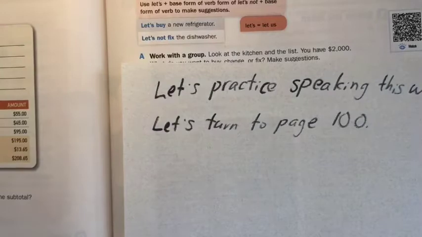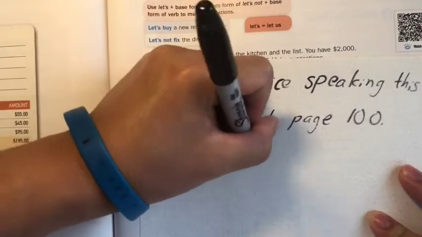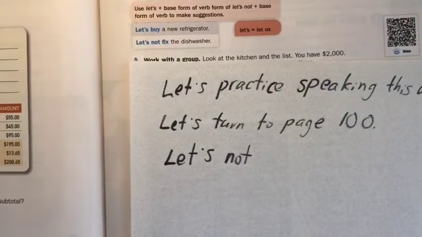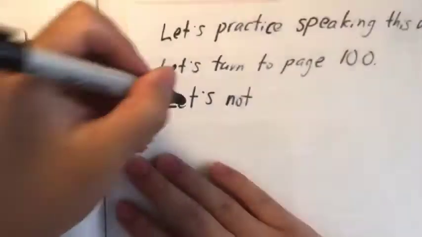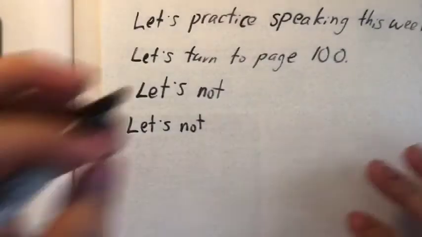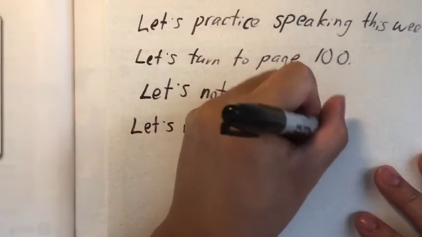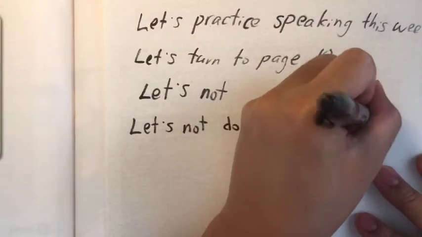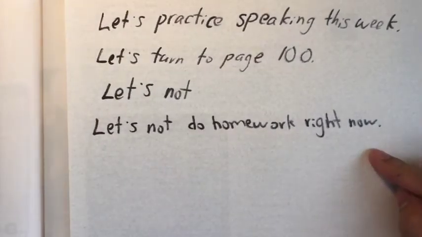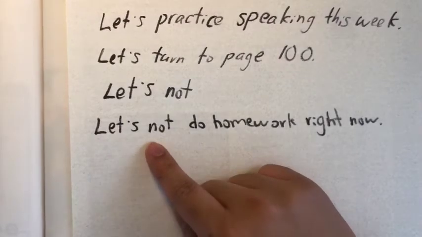And we also have let's not. We use let's not when we don't want to do something. So I say, let's not do homework right now. Let's not do homework right now. This means I don't want to do homework right now. I don't want anyone to do homework right now. So I say, let's not.